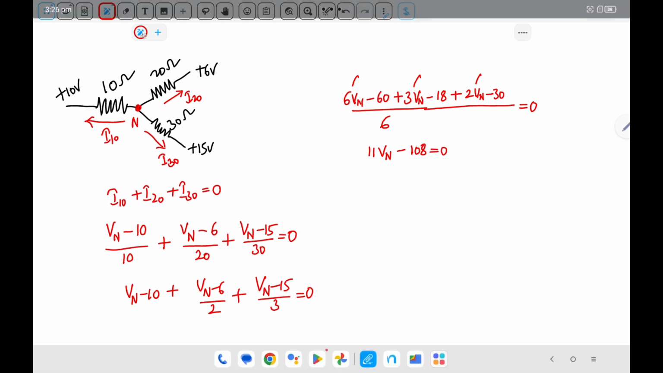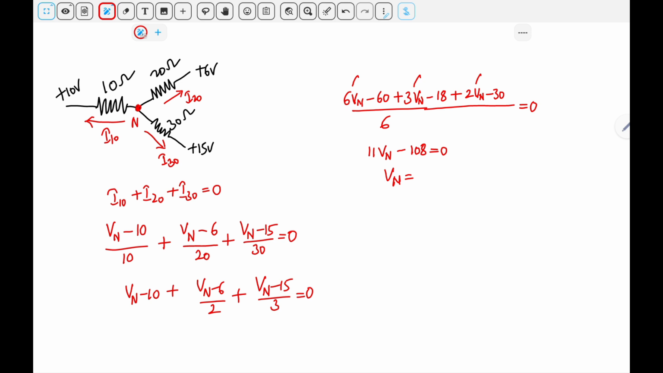Now Vn is equal to 108 over 11. So this is the voltage at the particular node n when you apply the nodal analysis. Now after finding the voltage, you can see clearly that it is less than 10. Therefore the voltage at the particular node n is less than 10 volt. Hence the current through 10 ohm is actually in this direction. It is not actually in this direction, it is in this direction.